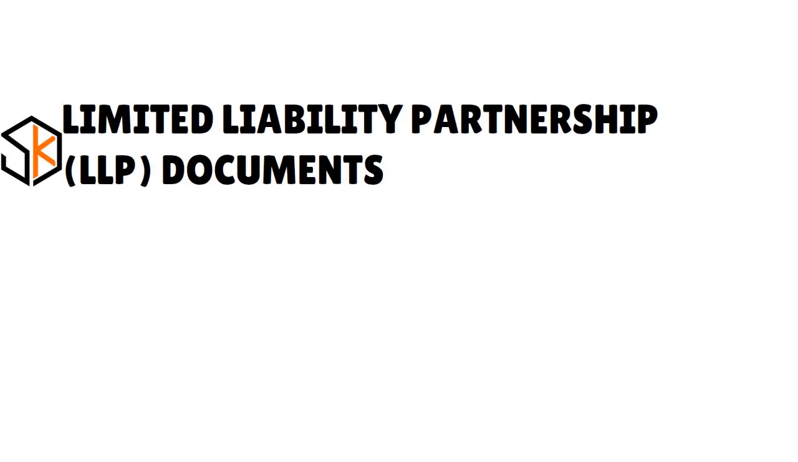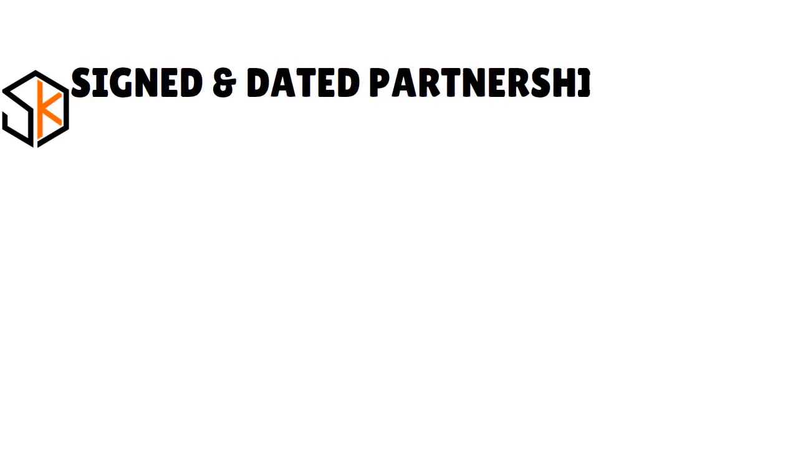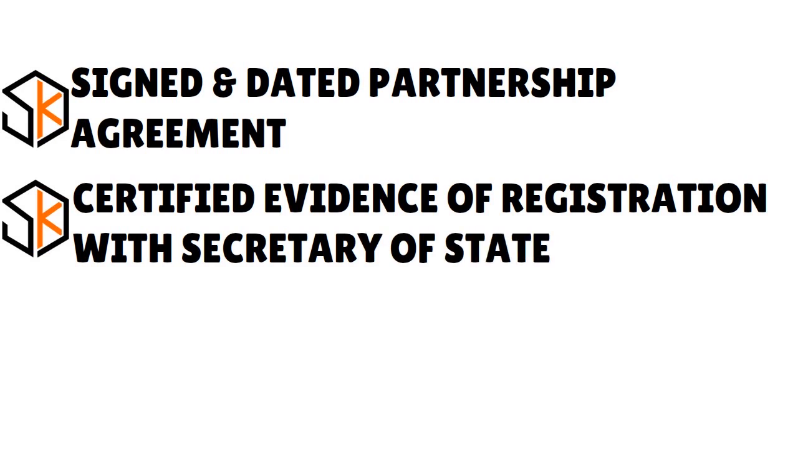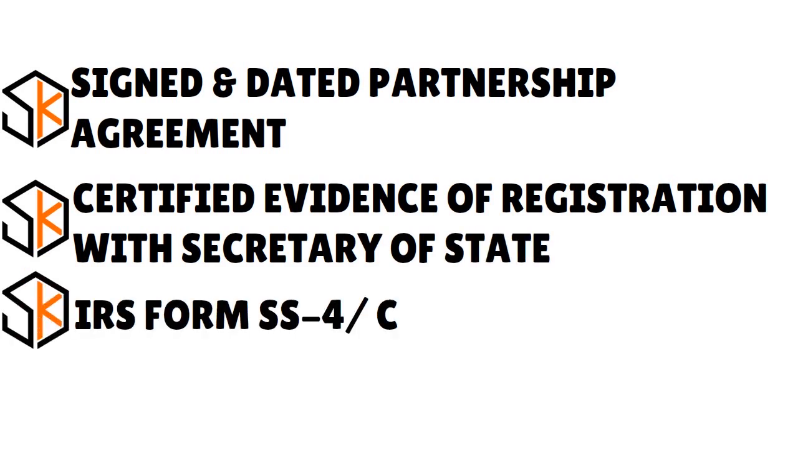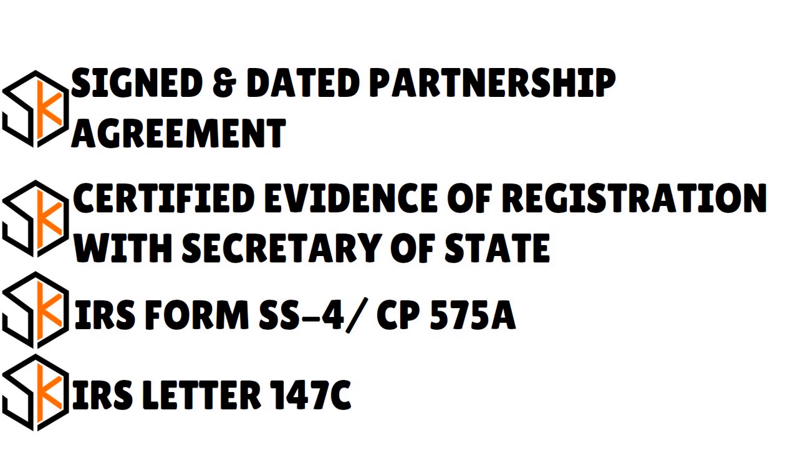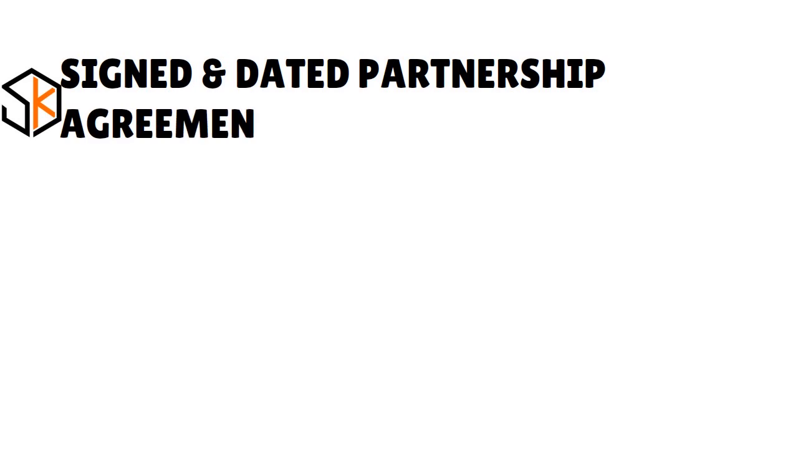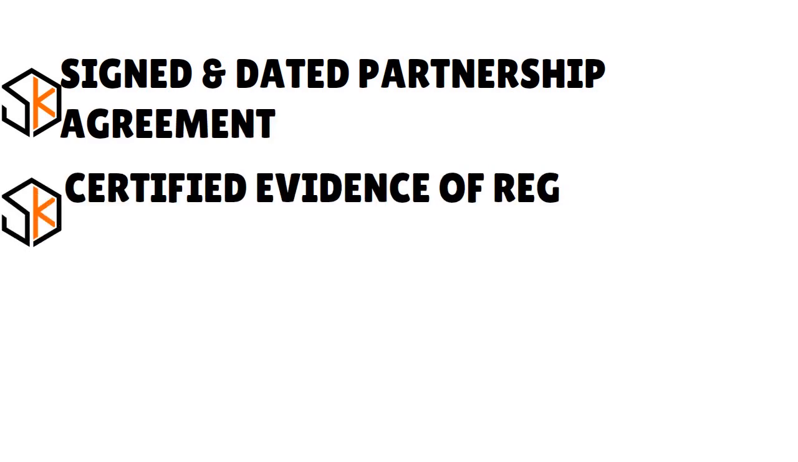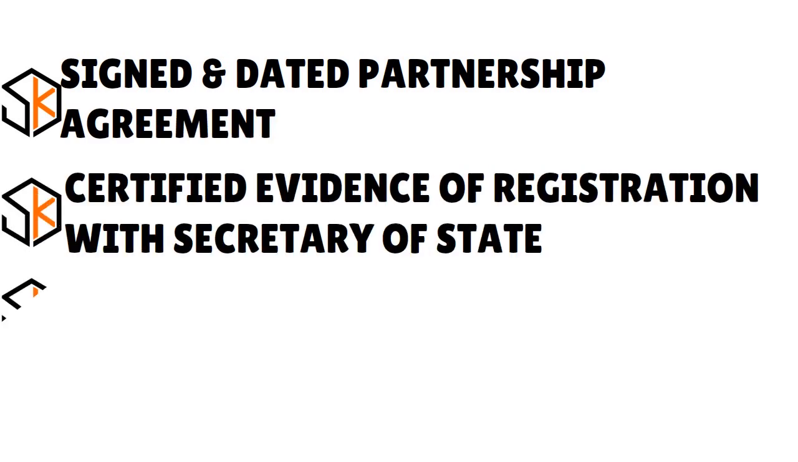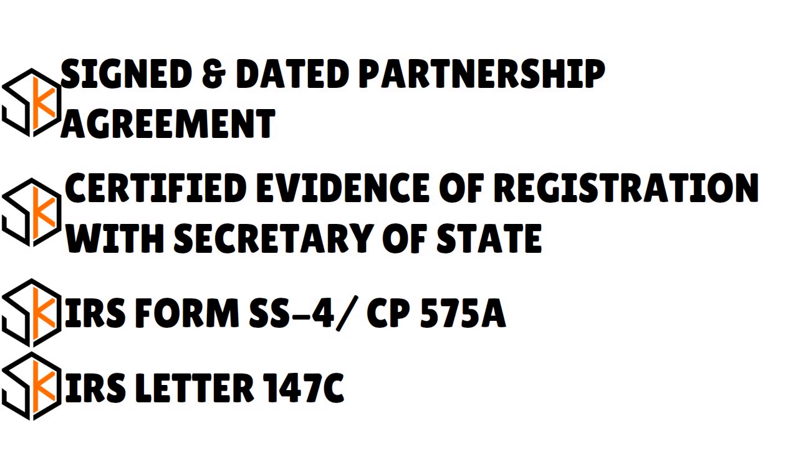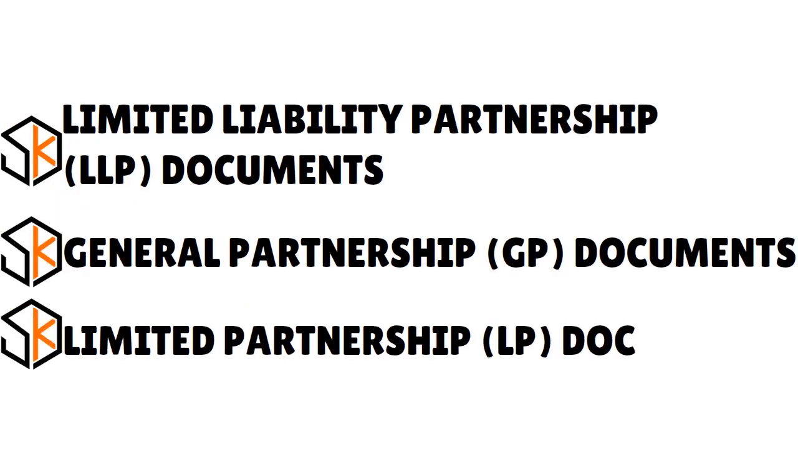What about LLP documents? You want to have a signed and dated partnership agreement or certified evidence of registration with Secretary of State and IRS form SS4 CP575A or IRS letter 147C. What about general partnership documents? You want to have signed and dated partnership agreement or certified evidence of registration with Secretary of State and IRS form SS4 CP575A or IRS letter 147C.